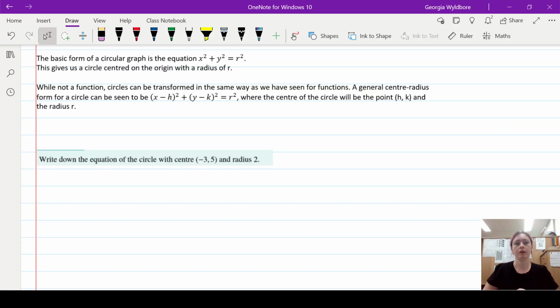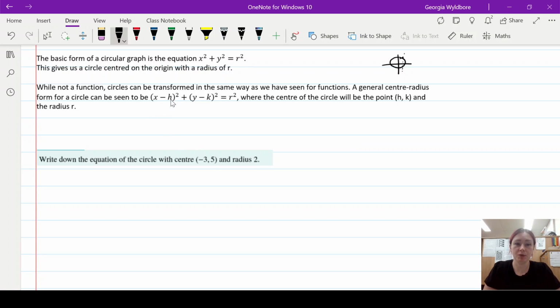Now, your basic form, so what we call center radius form, is the equation x squared plus y squared equals r squared. This gives us a circle that is centered on the origin, so on (0, 0), like this, with a radius of value r. Obviously, a circle is not a function, because if we vertical line test it, we get those 2 points of intersection. But we can transform it in the same way we've been doing for functions.